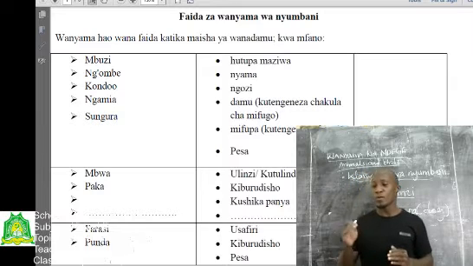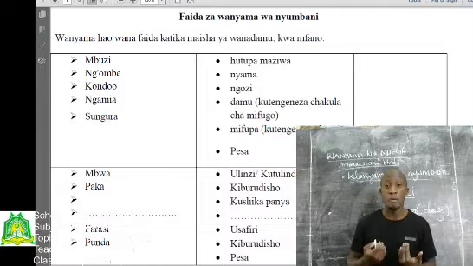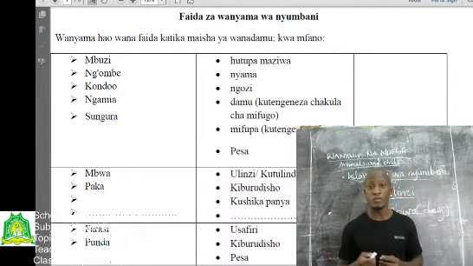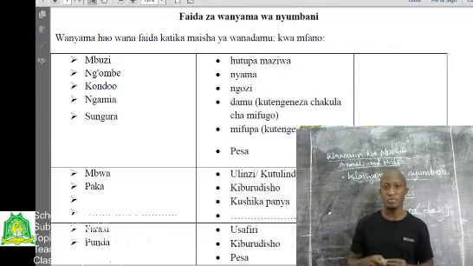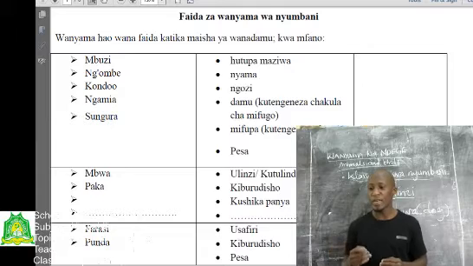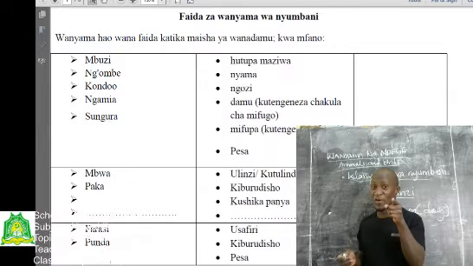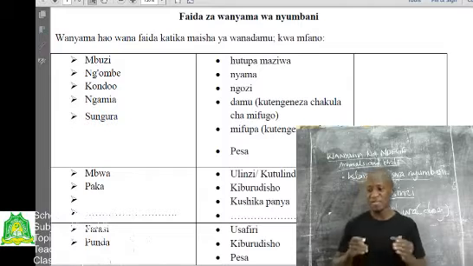Okay? So, we also have nyama. I beg your pardon, meat. We get beef from cows, from goat. We get mutton from the sheep. We also get meat from rabbit. Have you ever eaten rabbit meat? I don't know how it's called in English, but you'll find out. Nyama ya sungura, rabbit meat.